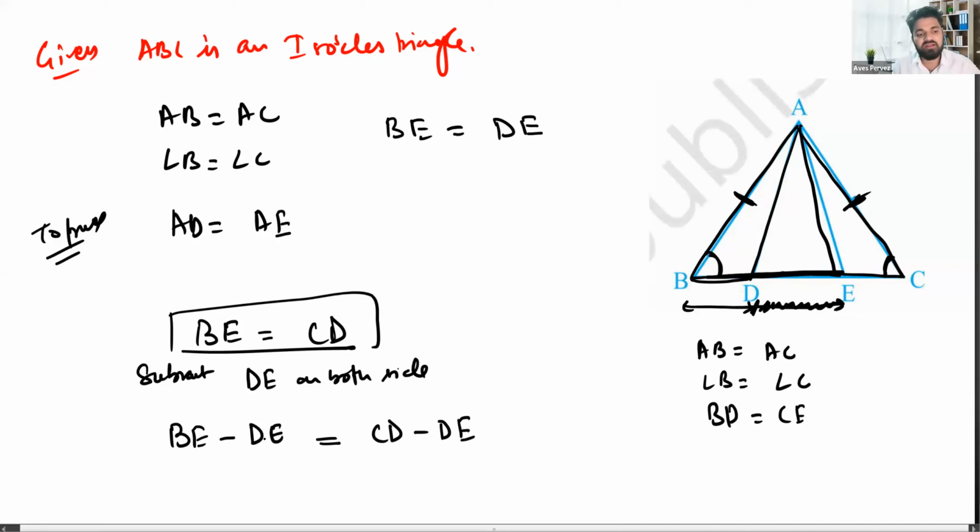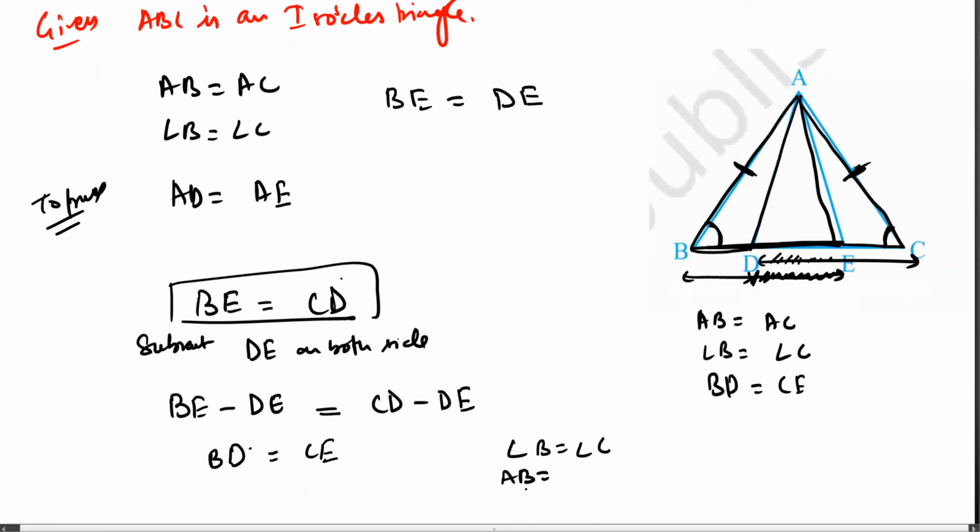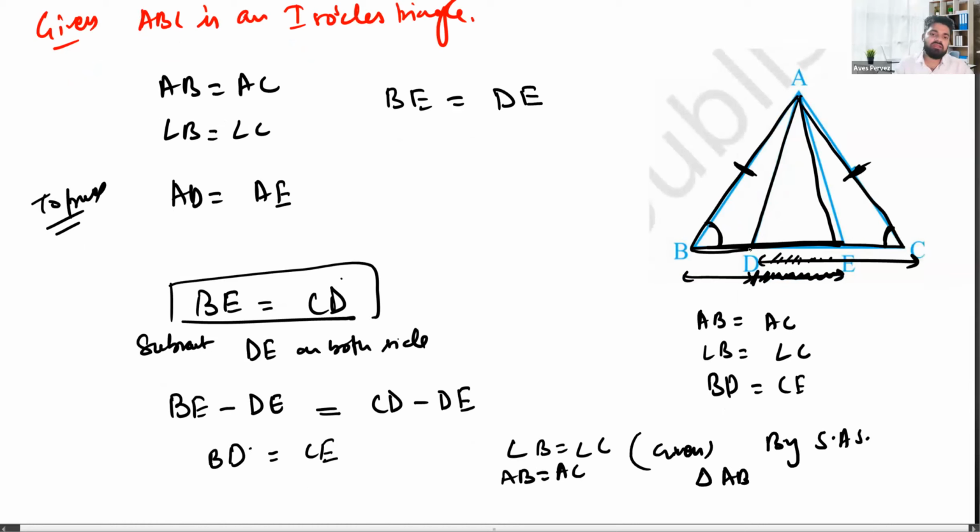So if you have BE and you subtract DE from it, you will get BD. Similarly, if you have CD and you subtract DE from it, you will get CE. So BD is equal to CE, angle B is equal to angle C, and AB is equal to AC, which is also given. So by side angle side, triangle ABD will be congruent to triangle ACE.